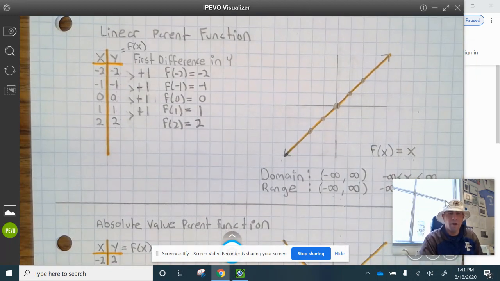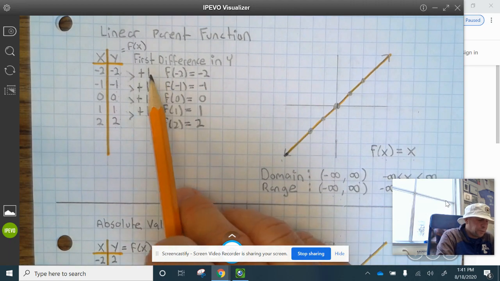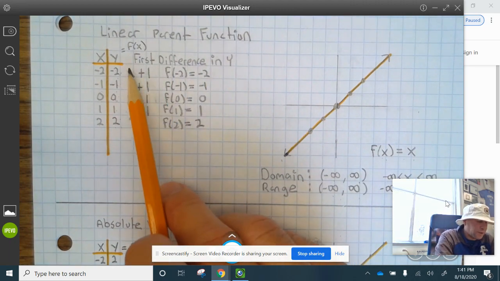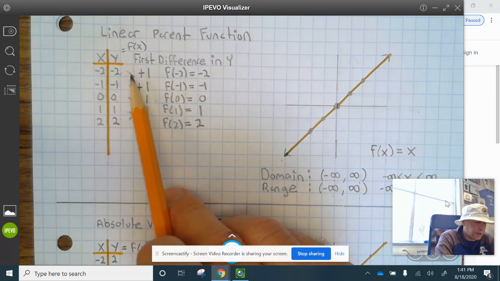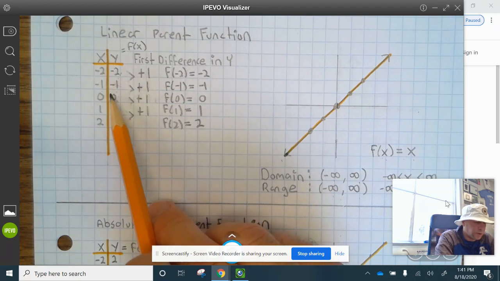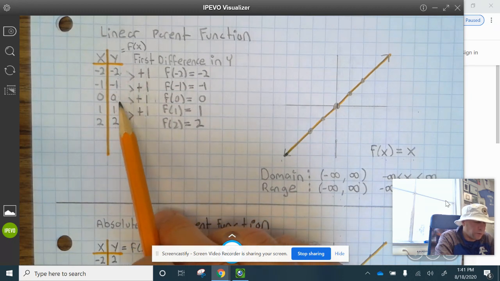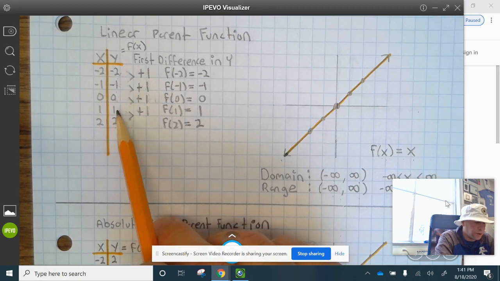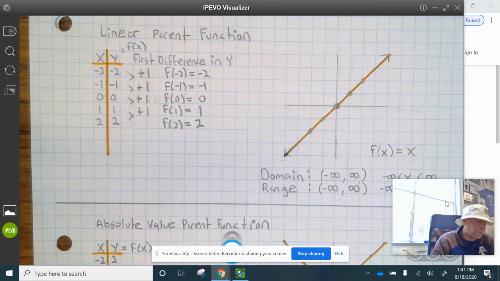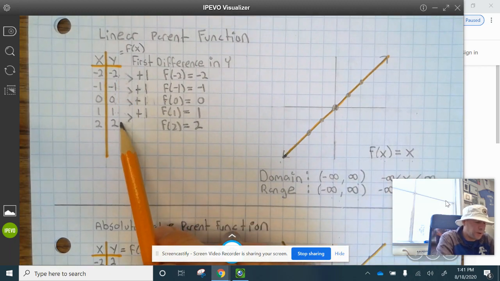Refocus there a second. Now, next thing we want to look at is the first difference in y. Basically, what do you add to -2 to give you -1? The answer is +1. What do you add to -1 to give you 0? +1. What do you add to 0 to give you 1? +1. What do you add to 1 to give you 2? +1. So the first difference in the y values is the same.